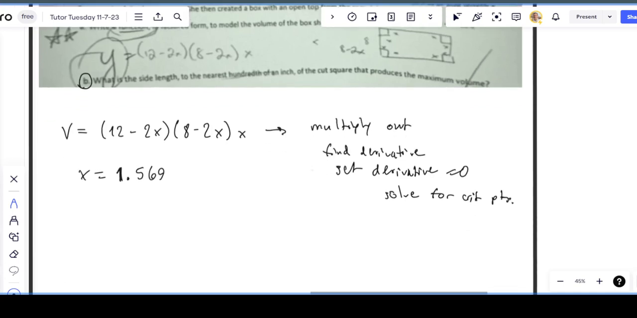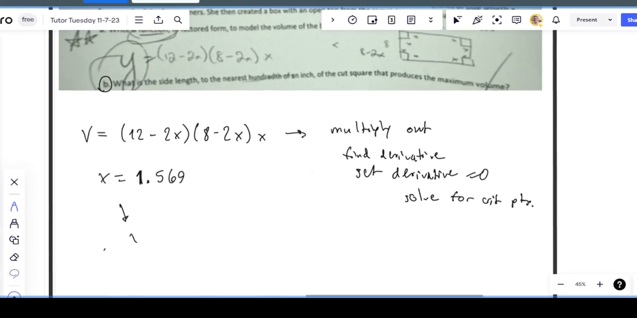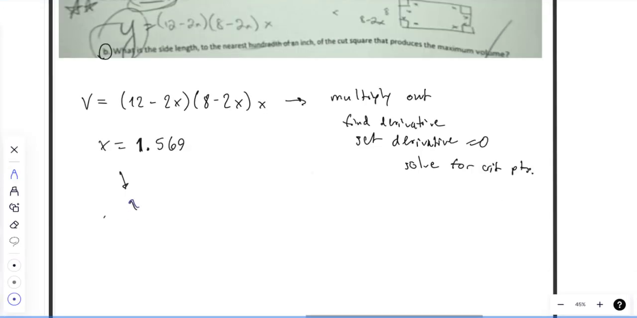The solution for this is then going to be, to the nearest hundredth of an inch, the answer for this is just going to be x equals 1.57.